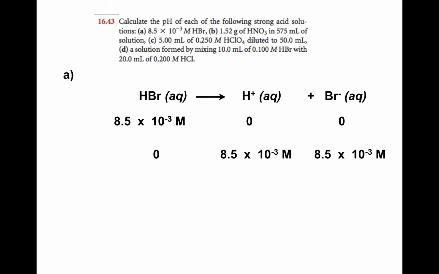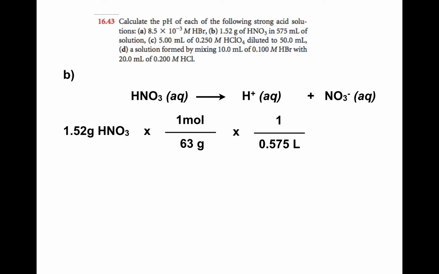Calculate the pH of each of the following strong acid solutions, right? So if I know what the molarity is of the hydrobromic acid, I know the H plus concentration. So take the negative log of the H plus concentration and get the pH. B, same thing, right? If I want to know what the molarity of the solution is, convert grams of nitric acid into moles and divide by liters to get the molarity. That's the same as the H plus concentration, right? It's a strong acid, so complete ionization. So take the negative log and get the pH.